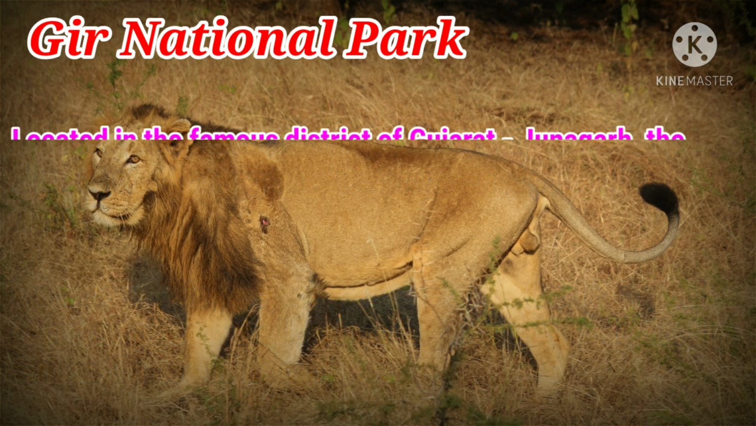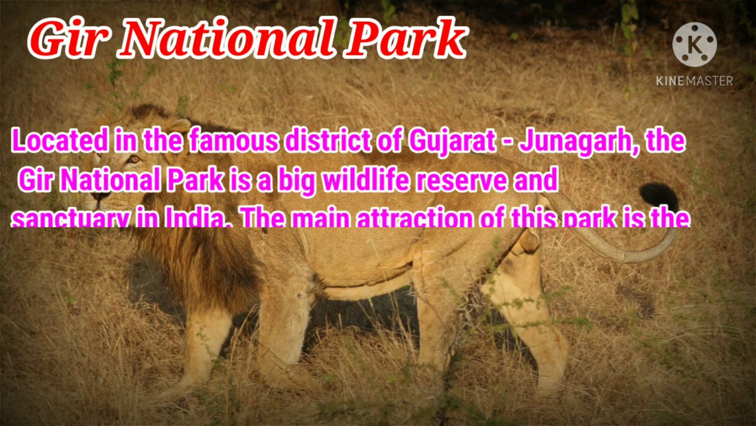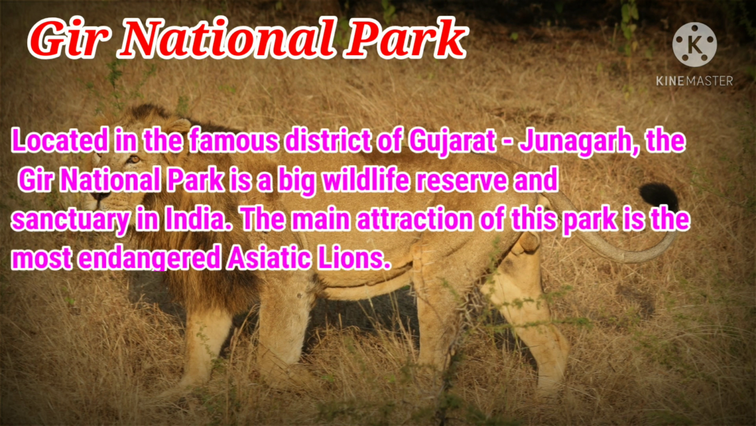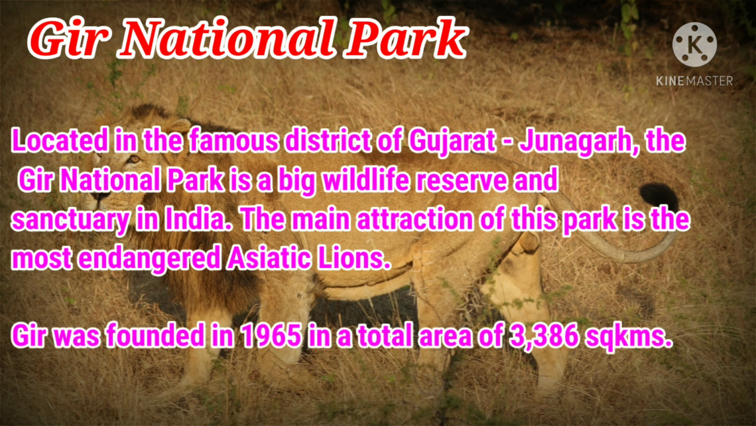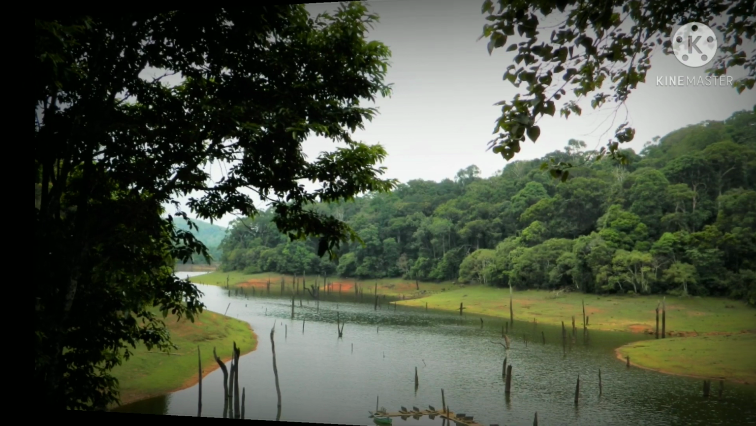Located in the famous district of Gujarat, Junagadh, Gir National Park is a big wildlife reserve and sanctuary in India. The main attraction of this park is the most endangered Asiatic lions. Gir National Park was founded in 1965 in a total area of 3,386 square kilometers. So now let's learn about Periyar Wildlife Sanctuary.